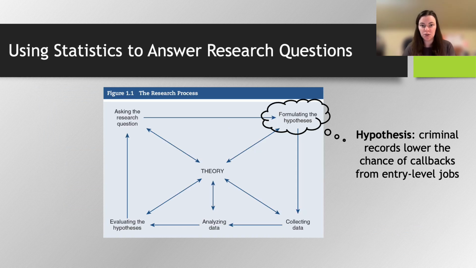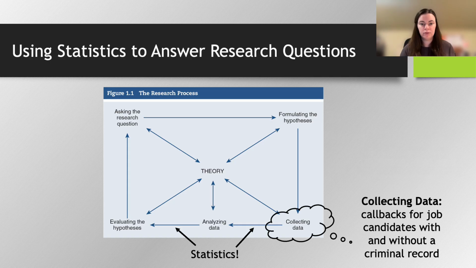Moving along with this research process, though, once we establish our research question and we take a look at theory as well, we can actually formulate our hypotheses. In this case, Dr. Pager hypothesized that criminal records would lower the chance of callbacks from entry-level positions. So once we actually formulate our hypotheses, we can go about actually testing this to see if we were correct. Was our idea about the effect of criminal records shown within our data, or was it not supported?